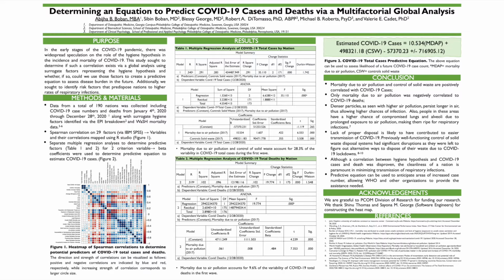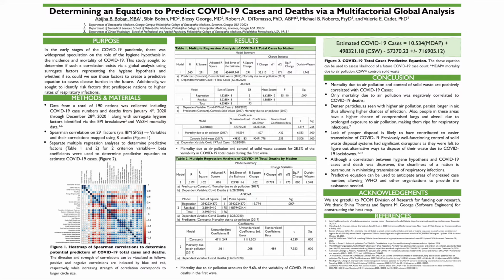Spearman correlation analysis of 29 factors was performed and then visualized using a heat map on RStudio. Finally, multiple regression analysis was done, of which the beta coefficients were used to determine a predictive equation for estimating COVID-19 cases for each nation.